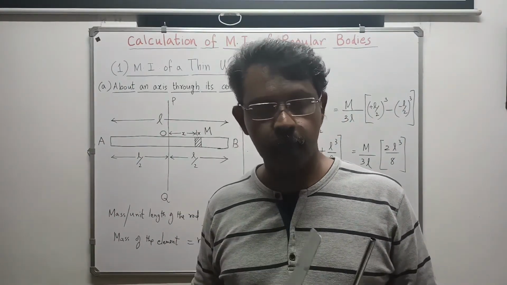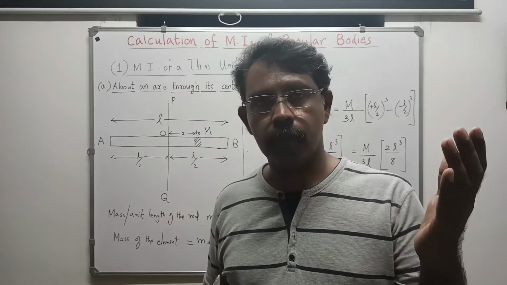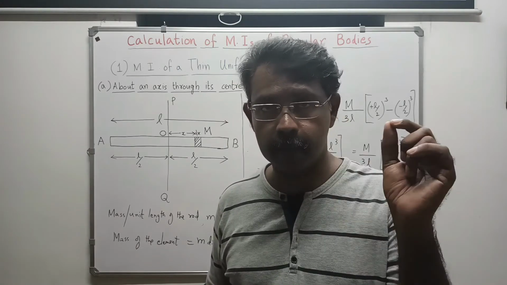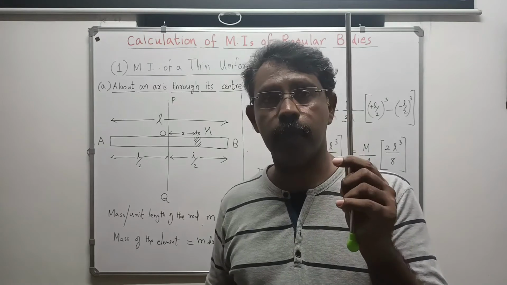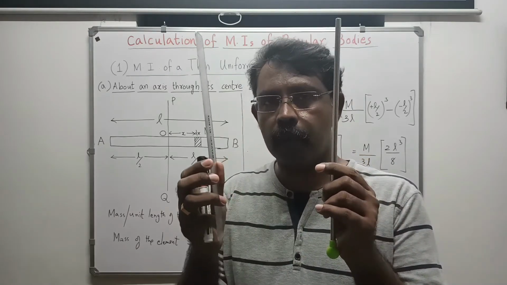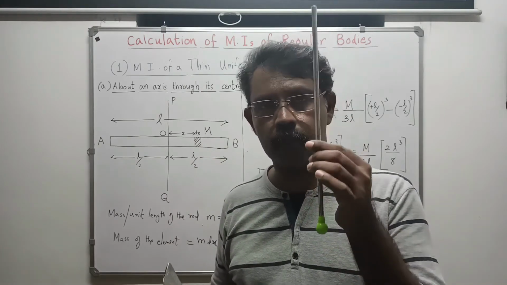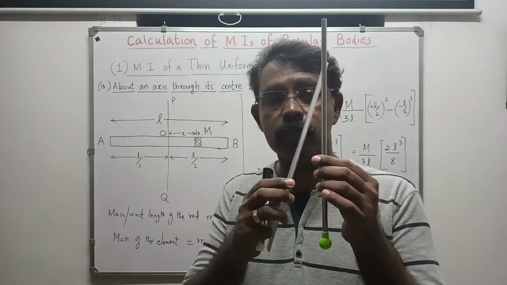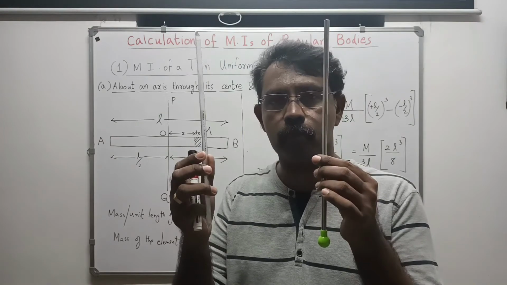We have studied two theorems, that is the theorem of parallel axis and also the theorem of perpendicular axis. Hope you remember that. If I have an axis, I can find out the moment of inertia of the body about another axis which is parallel to it. If I know the moment of inertia of a body about an axis passing through the center, I can find out the moment of inertia of the same body about an axis which is parallel to this axis passing through the center.